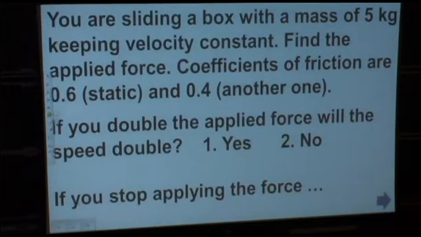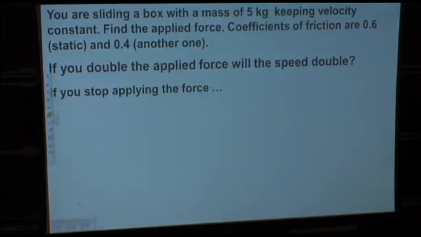Next situation. Now we are sliding it. If we're sliding with constant velocity, what does it tell us about acceleration? Keeping velocity constant. Zero, exactly zero. How can it happen? It only can happen if the force which we are applying to it is equal to the force of friction. But now that's supposed to be the kinetic friction. Kinetic.